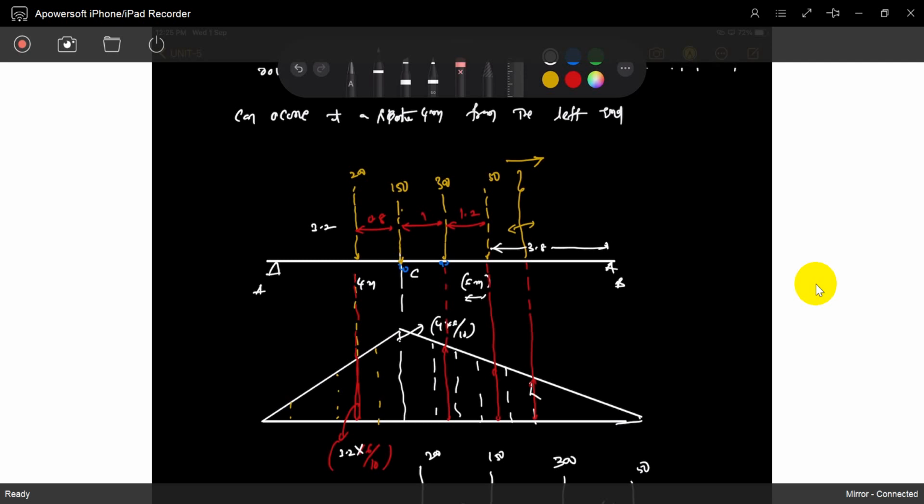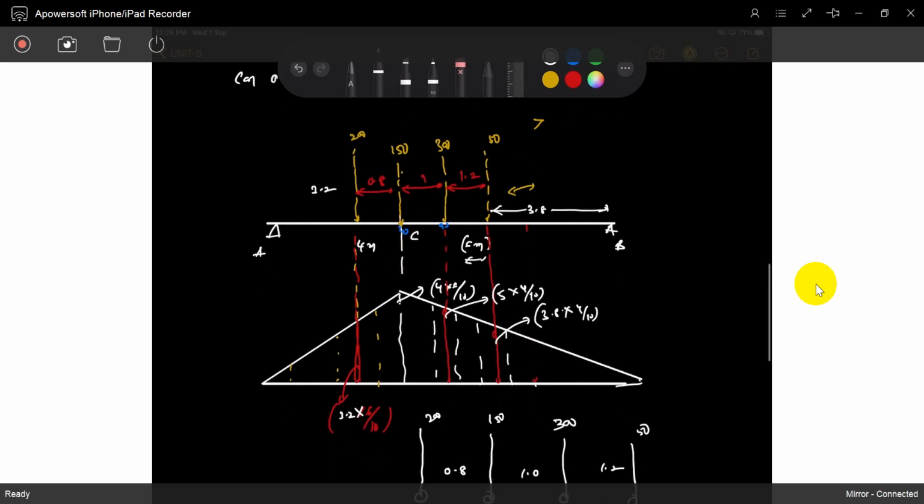So this value is not equal. Okay, it's 3.8. So 3.8 into 4 by 10. So again this is 5. This value is 5 into 4 by 10. Okay. That's it. You don't require this value, I just gave it. That's it. Find out the bending moment.